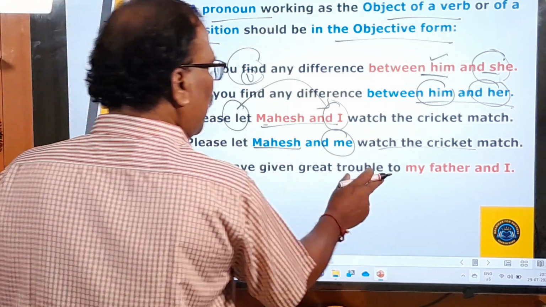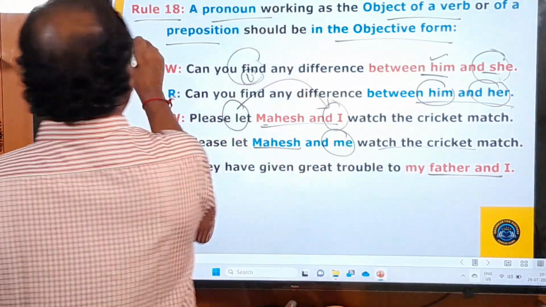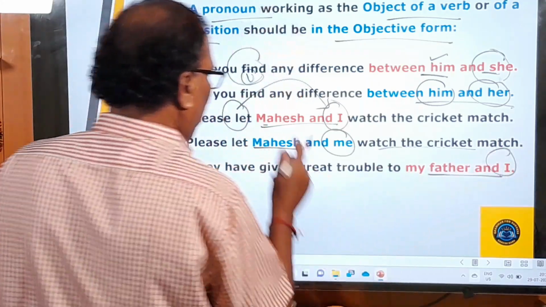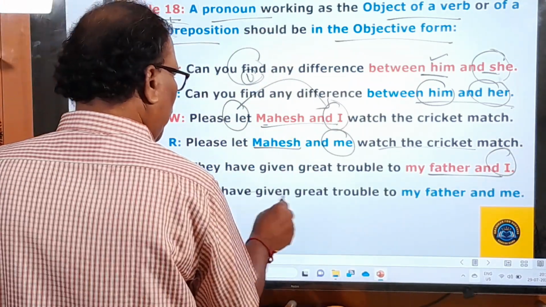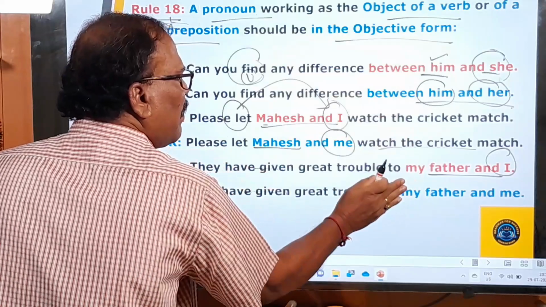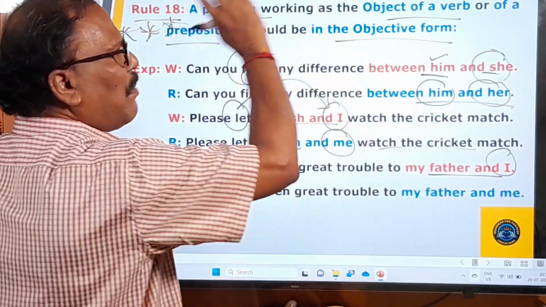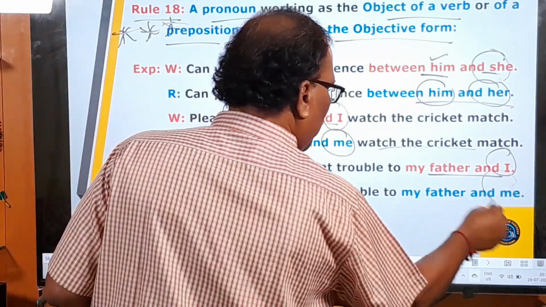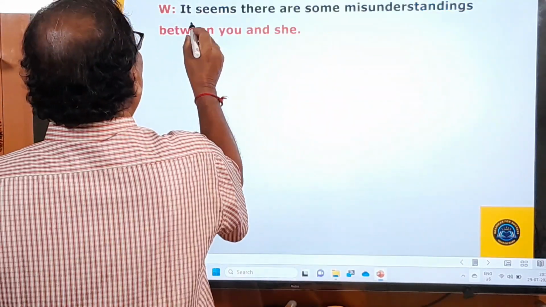They have given great trouble to my father and I. Very important from the examination point of view. My father and I is given. That's bad. See, after the verb, you check. After the verb, the subjective case pronoun should not be used, only the objective case pronoun. So here me should be used. One more example is there.